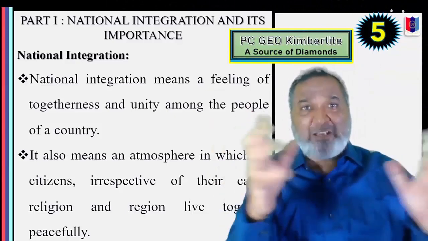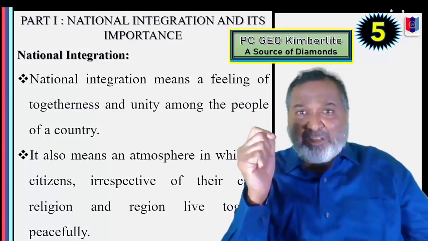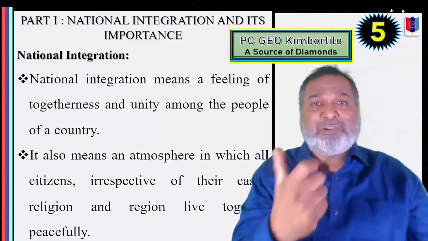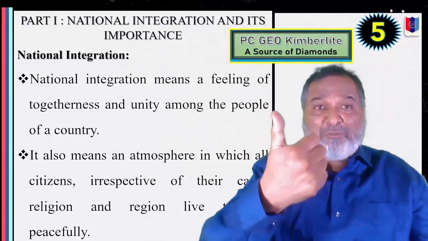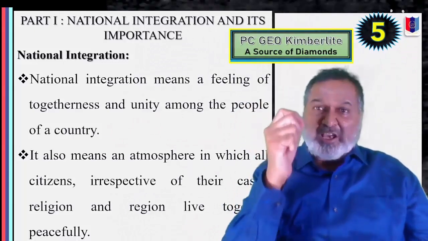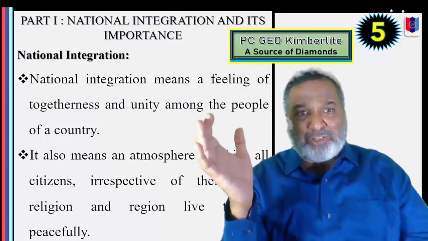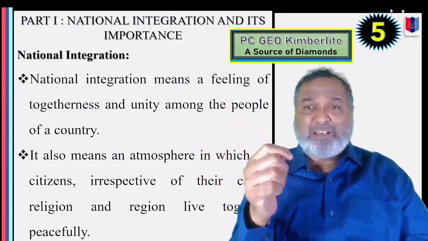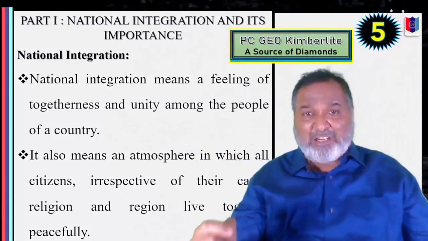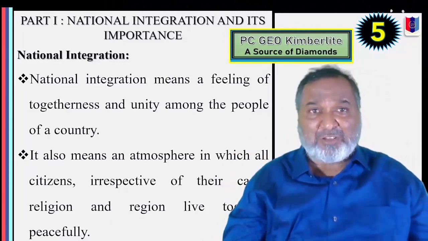Now the next one, national integration, part 1. What is the meaning of national integration? A feeling of togetherness and unity among the people of a country. Yes, these two words: feeling of togetherness and unity among the people of the country. That is the definition of national integration. Remember, this may be asked in A type, B type or C type certificate examinations. It also means an atmosphere in which all citizens, irrespective of their caste, religion, and region, live together peacefully.